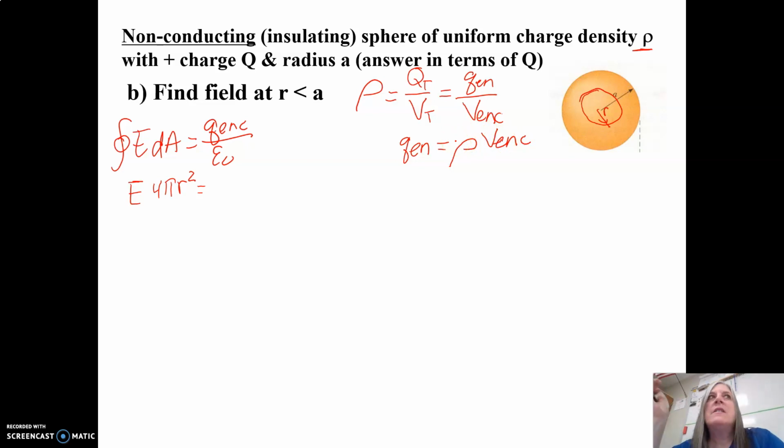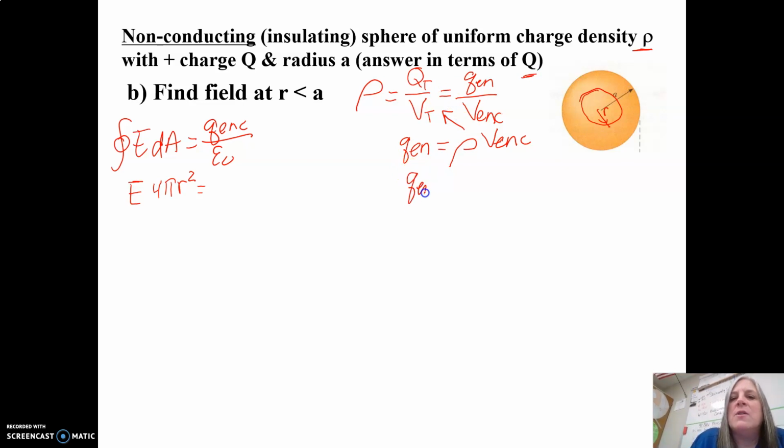Now, there are some times where you'll get a non-uniform charge density, in which case they'll give you something like rho is equal to k x squared or r squared, and you'll have to plug that in for density. Or maybe they just give you volume density and you just put this in for Q enclosed. Of course, the volume enclosed, we'll have to put an equation in for. But in this question, it asks us in terms of Q, so I'm going to just substitute that in.